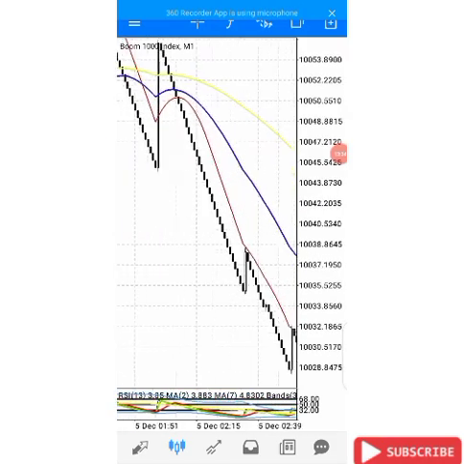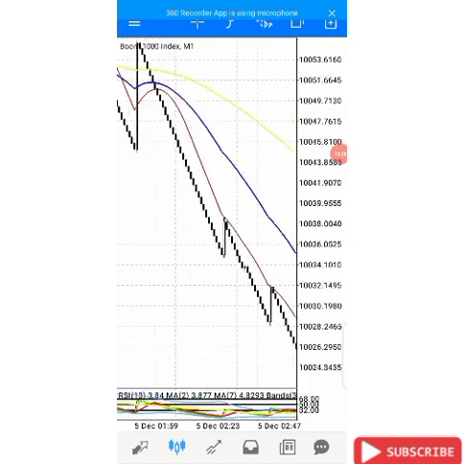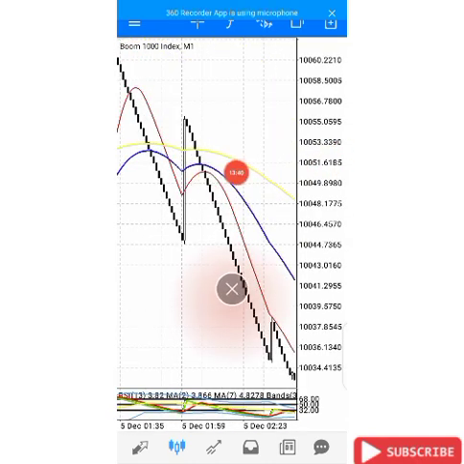Yes, this is what I'm trying to say. The blue moving average and the red moving average are below the yellow moving average. It's telling you that the market is going to sell for long, and the market sold for long. You see, it sold for long. So that is it.